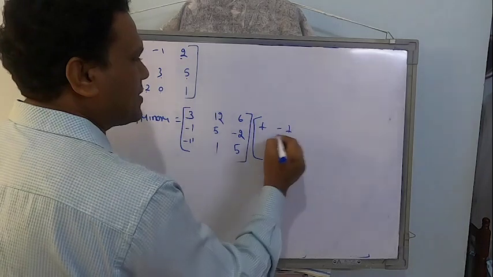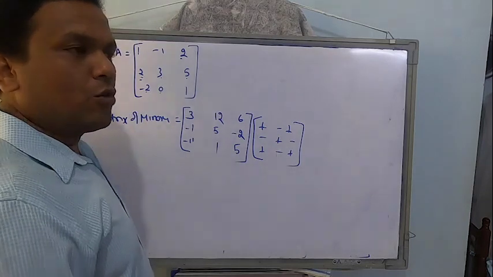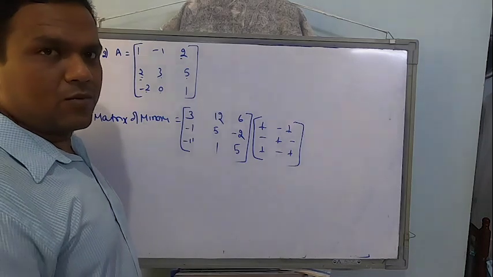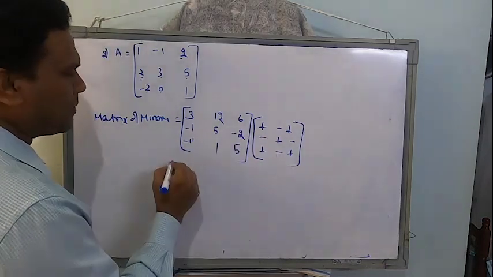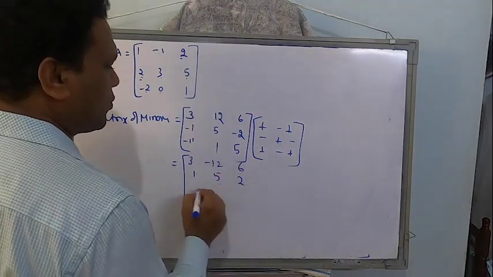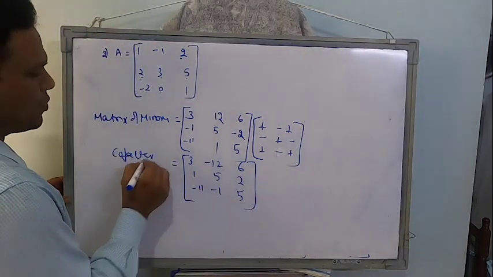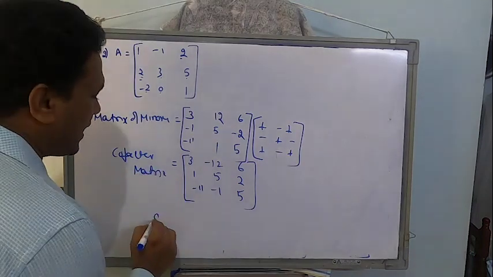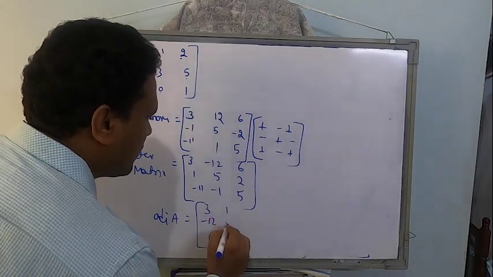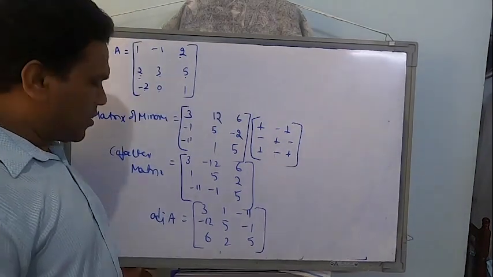Now multiply this with the sign matrix. I tried doing it directly. If you are not comfortable, you write down the minors, then cofactors, then construct the cofactor matrix, and then take the transpose. Okay, fine. Now after multiplying the sign matrix, what do we get? 3, minus 12, 6, 1, 5, 2, minus 11, minus 1, 5. So this matrix is called the cofactor matrix. Correct, right? Now take the transpose of the cofactor matrix, that is 3, minus 12, 6, 1, 5, 2, minus 11, minus 1, 5. The transpose of the cofactor matrix will be called the adjoint.